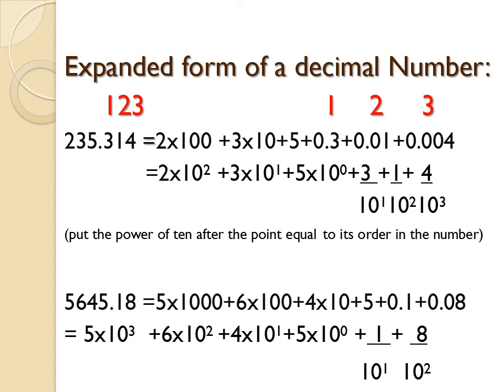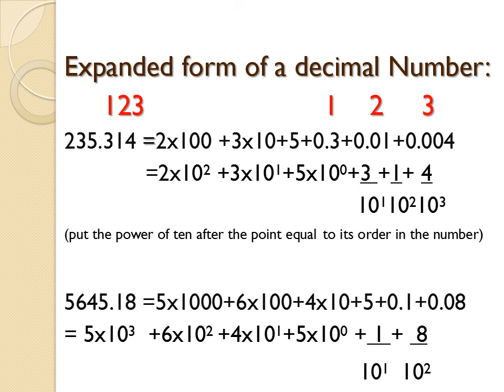We have this number, and we want to separate it into its parts. At first we will look at it. We see that 2 is found in the hundreds digit, so we put 2 times 100, plus 3. It is found in the tens, so we put 3 times 10. 5 is found in the ones digit, so we put plus 5. So 2 is in the hundreds digit, so we put 100; 3 is in the tens digit, and 5 is in the ones.